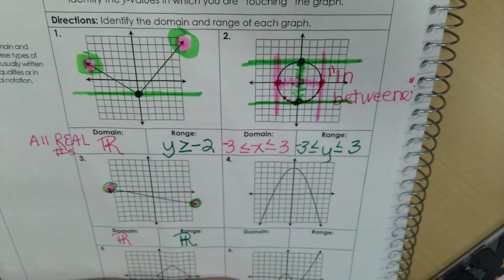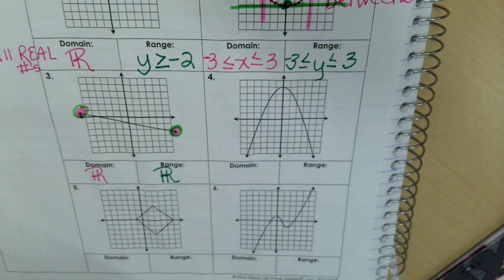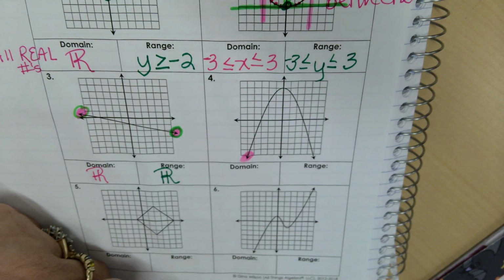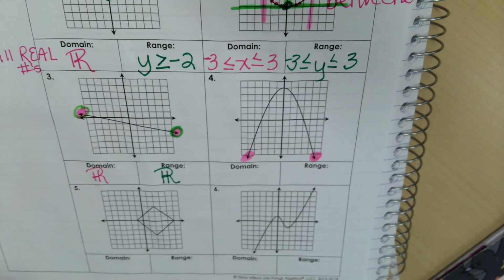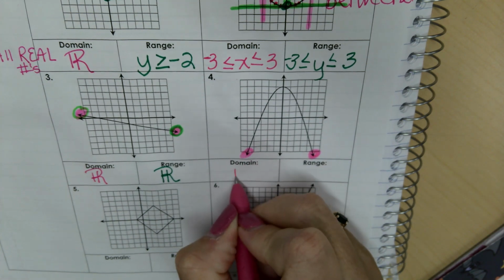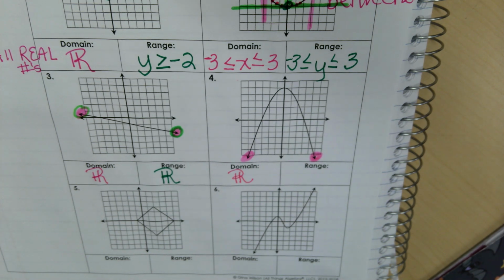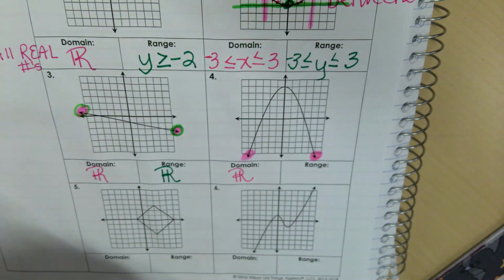Okay, so let's see. As this graph is going to the right, to the left, -infinity, what's happening? It's going on and on and on to the left. And this one's going to the right forever and ever. So the domain, as it gets left and right, goes on forever. It's all real numbers. But look at the range. Is the range, the y's, what's happening as it goes up and up? Does it ever stop? Yes.